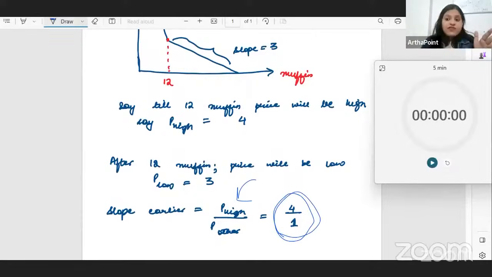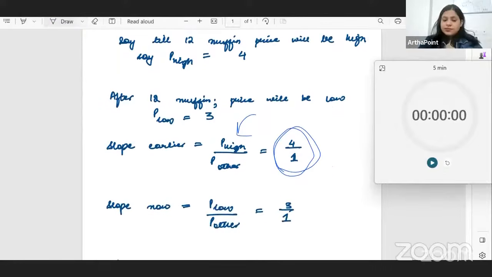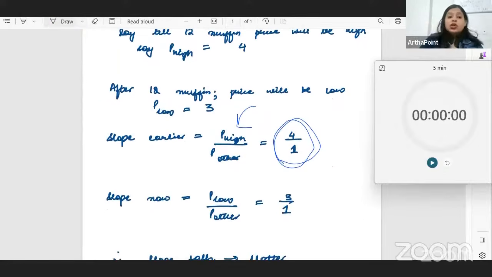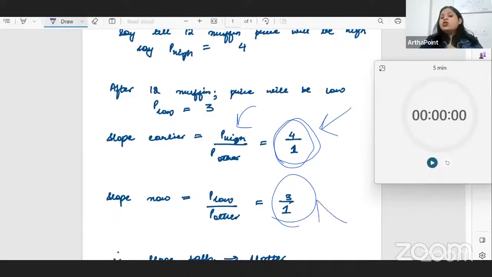But after 12 muffins, the price falls. It's a lower price. So let the price be 3. So if the price is 3, then the new slope will become 3 by 1. So initially, you have a steeper budget line, and then you have a flatter budget line. So to the right side of the kink, it becomes flatter. To the left of the kink, it becomes steeper.